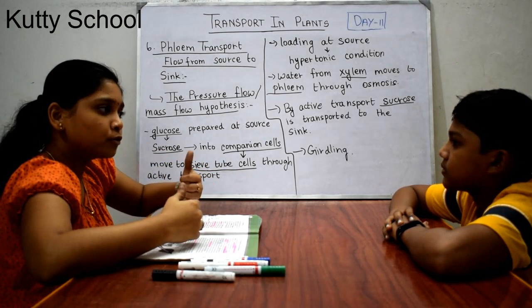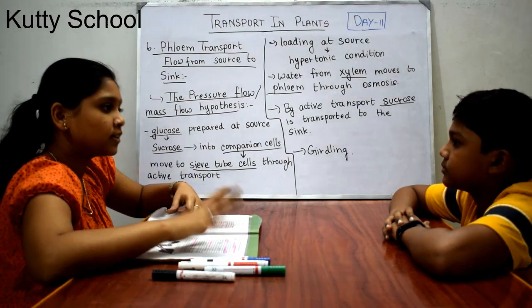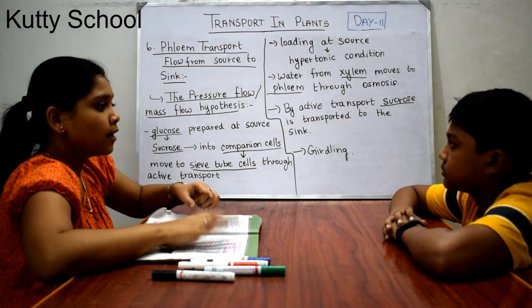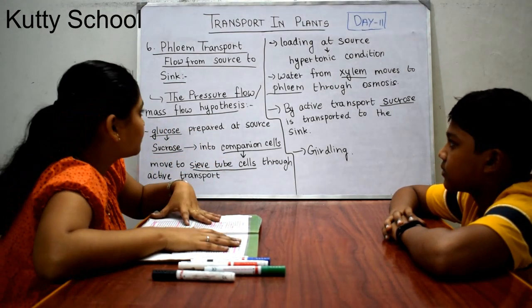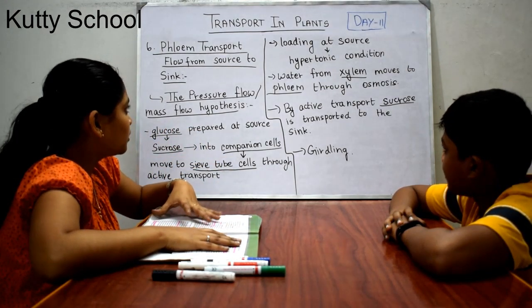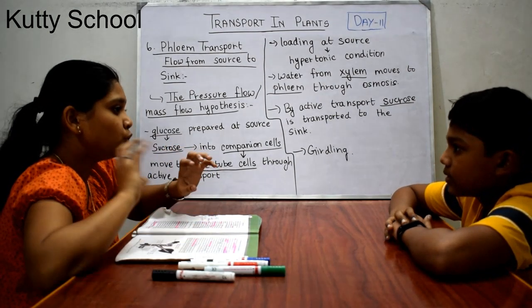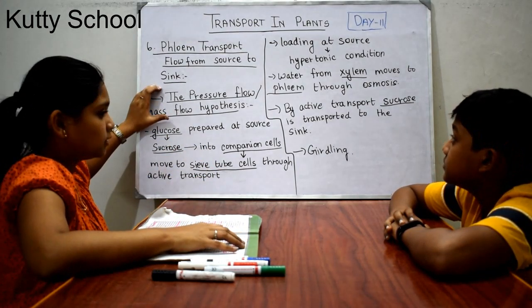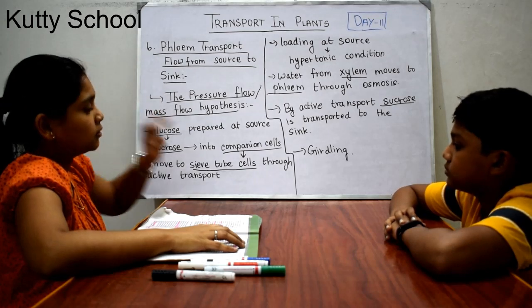With respect to xylem, it is unidirectional, because water is always transported from roots to the stem. Always it is like that only. But phloem is not like that; sometimes the source is the leaf and sometimes the roots. So phloem is bidirectional, whereas xylem is unidirectional. That is very important. We are coming to the subtopic under this one: the pressure flow or mass flow hypothesis.